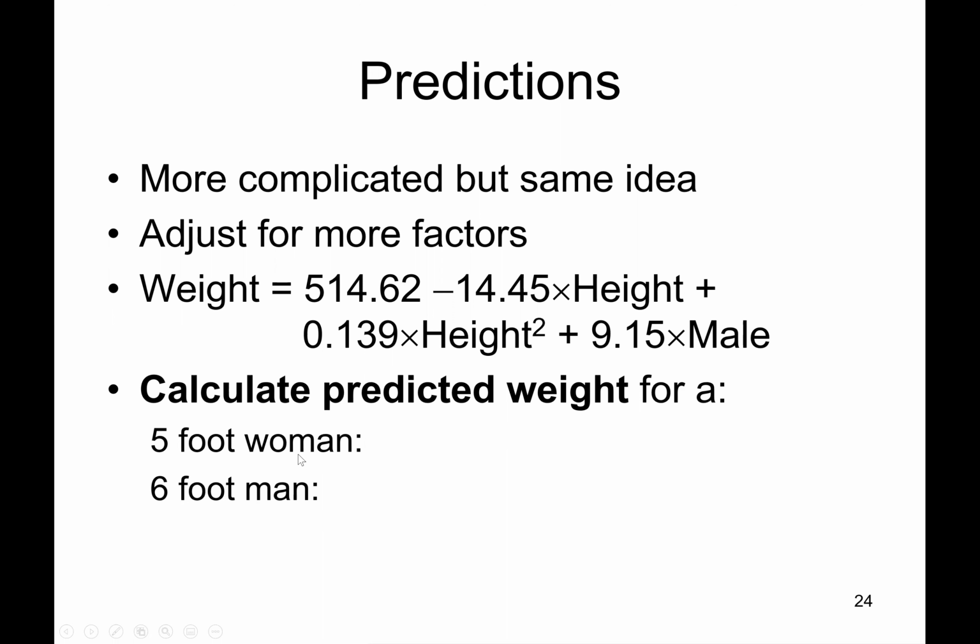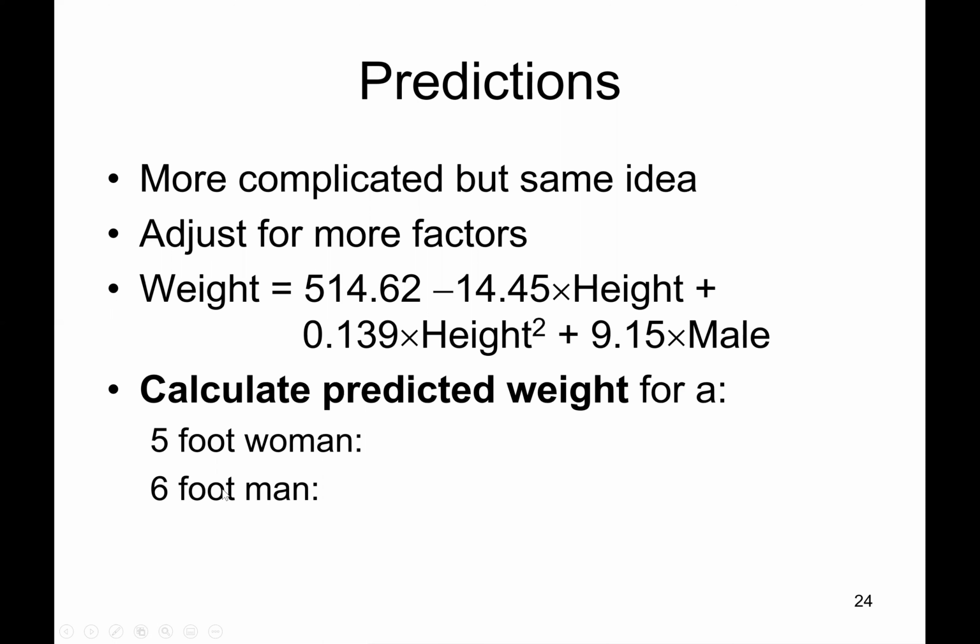So for a 5-foot woman, in order to get the predicted weight, you would calculate 514.62 minus 14.45 times height, which in this case is 60, 5 feet, 60 inches, plus 0.139 times height squared, or times 60 squared, plus 9.15 times 0. In other words, since this person is a woman, the value of male will be 0, and you're adding 9.15 times 0, so you're not adding anything.